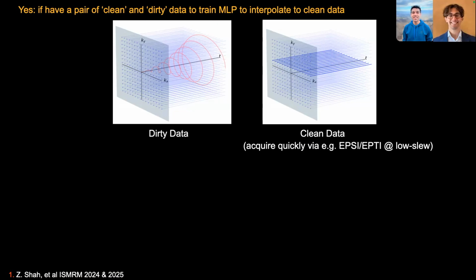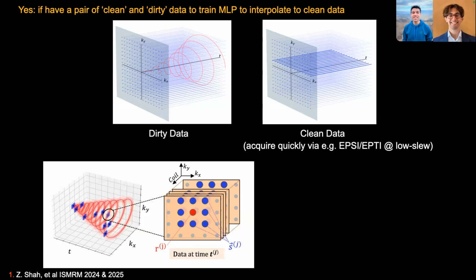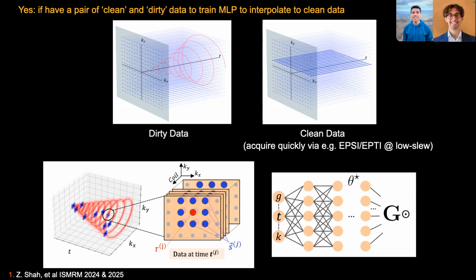Here's an example where you have spiral data with this kt traversal with some eddy currents and field imperfection. If you have clean kt data, you can acquire it quickly by doing EPSI or EPTI at a low slew rate, so you don't have a lot of imperfection. Then you can train a bunch of GRAPPA kernels to go from one space to the other. Each GRAPPA kernel doesn't have a lot of training data, but they are very related, so you can use an MLP to jointly train them efficiently.